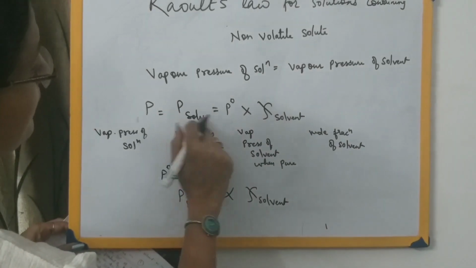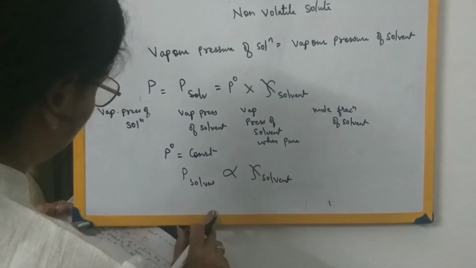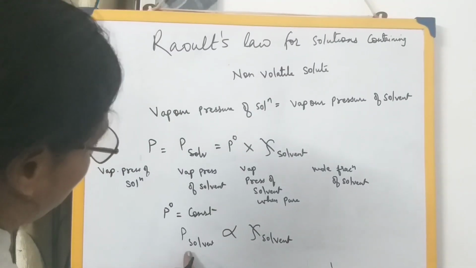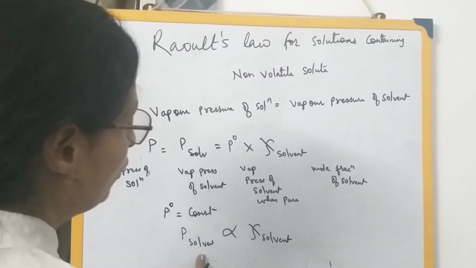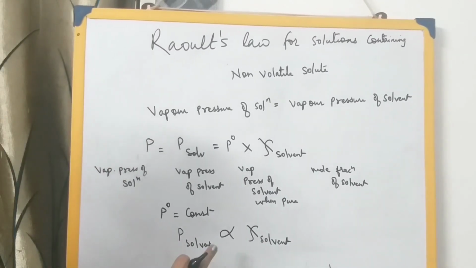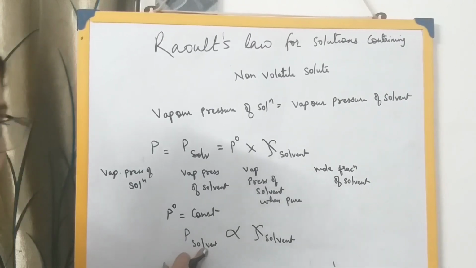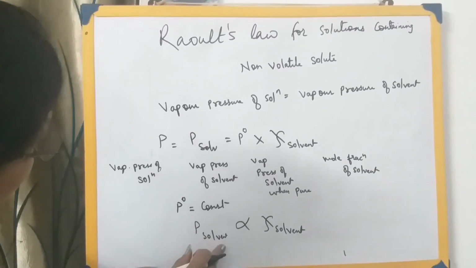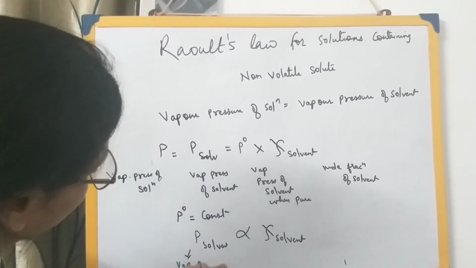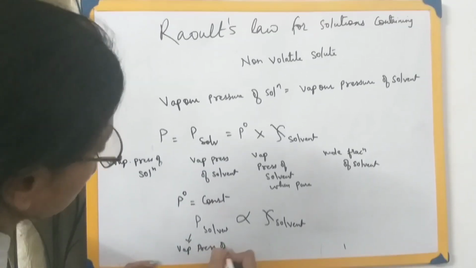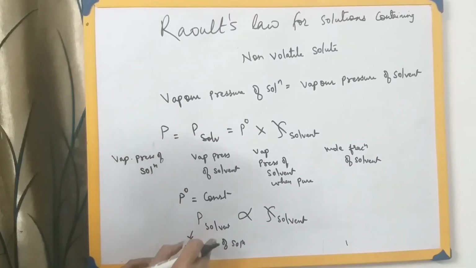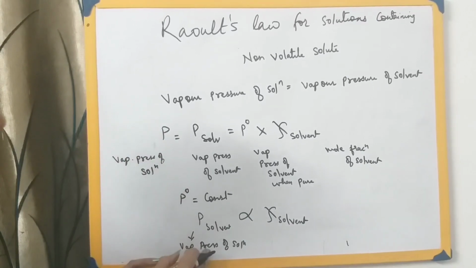So P of solvent is proportional to the mole fraction of the solvent. From here we get a relationship. What is the relationship? Vapor pressure of a solution containing a non-volatile solute is directly proportional to the mole fraction of the solvent. I repeat, vapor pressure of the solvent is equal to what? Vapor pressure of the solution, which we are showing in this term over here. So vapor pressure of solvent is equal to the vapor pressure of the solution.